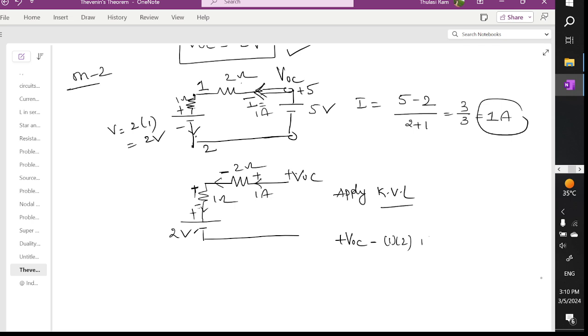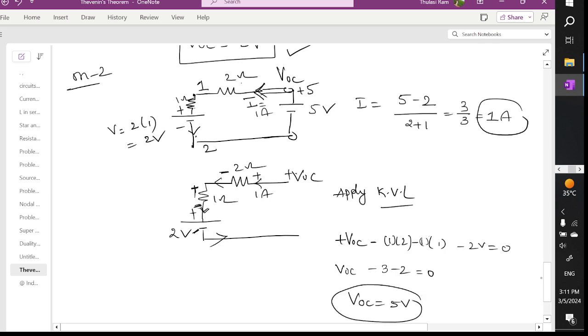So current is leaving. What is the leaving terminal? Minus. So minus, what is the amount of current? 1 ampere multiplied with what is the resistor? 1 ohm, and current is once again leaving here. What is the leaving voltage? Minus 2 volts is equal to 0. So therefore VOC minus 3 minus 2 is equal to 0. Therefore VOC is equal to 5 volts.